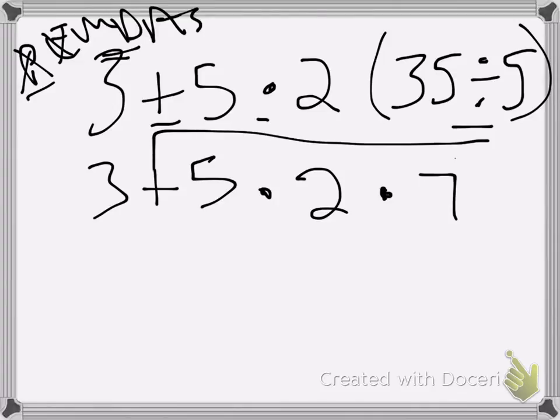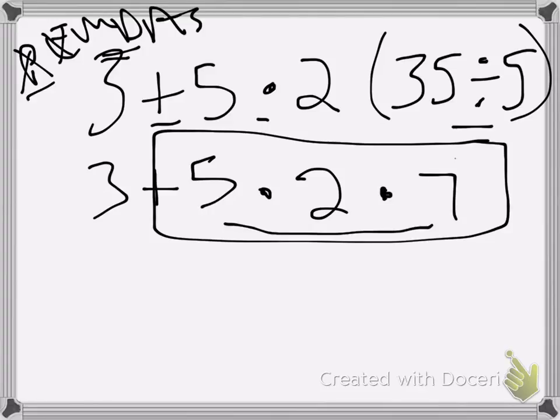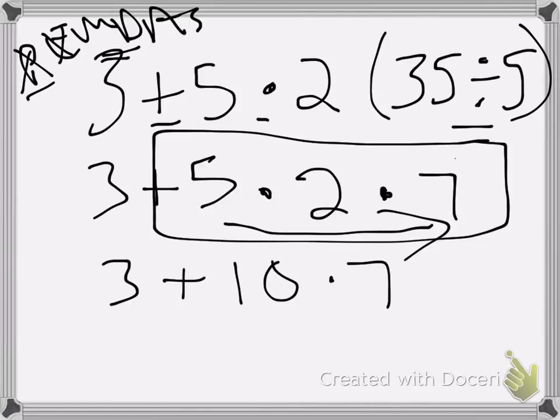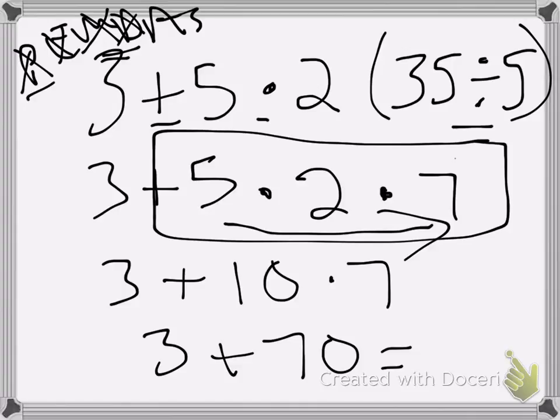We've got multiplication twice. So I've got to do the first multiplication left to right. Okay, so 5 times 2 is 10. Now we can do the times 7 part. So 10 times 7 is 70. And then we can do that plus 3 part because it's done with multiplication, done with division. Got adding, subtracting left. We do 3 plus 70 is 73. And that's your answer.